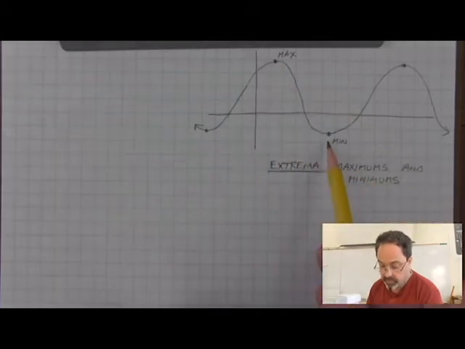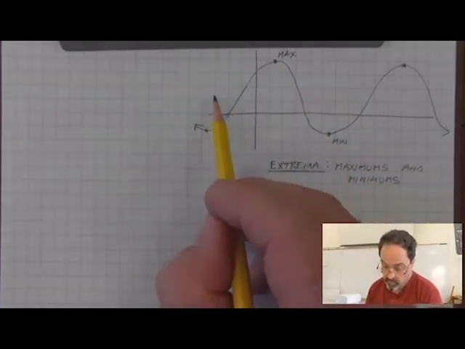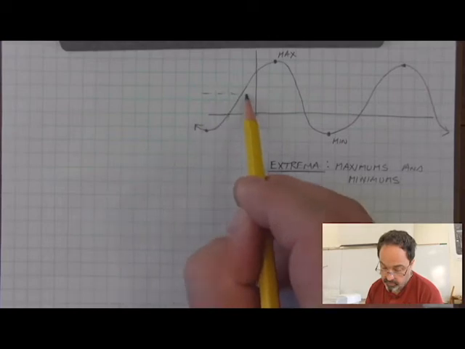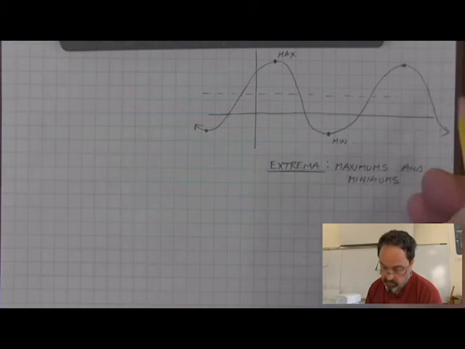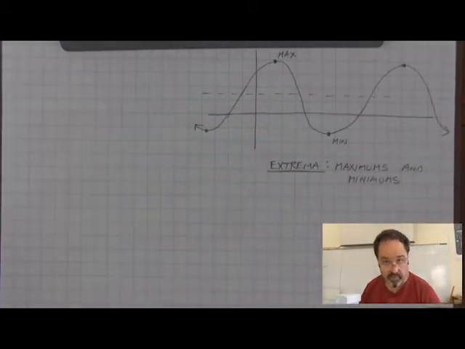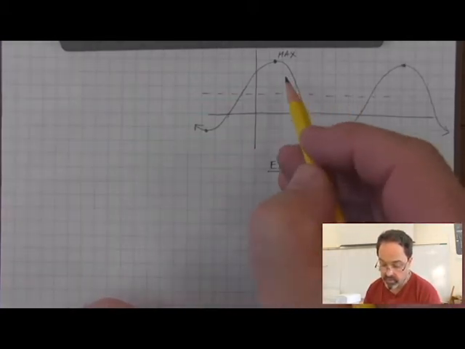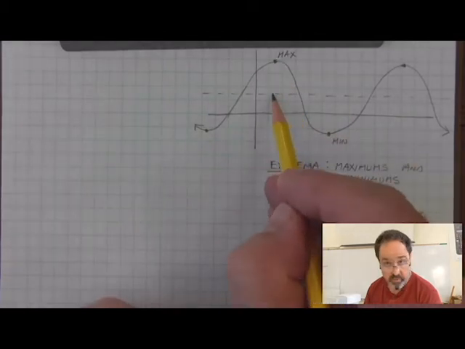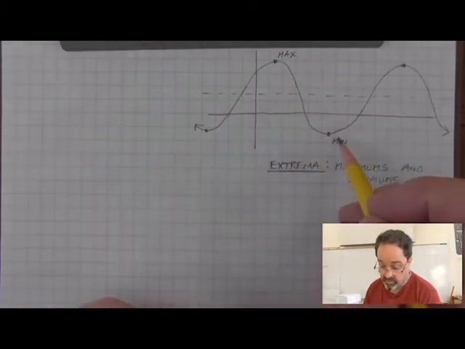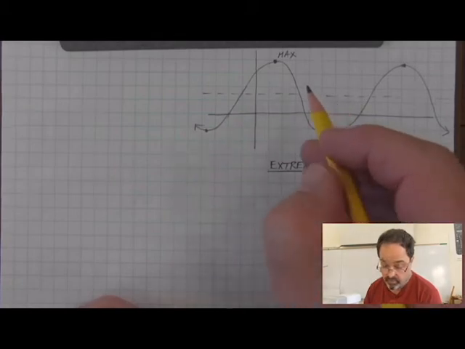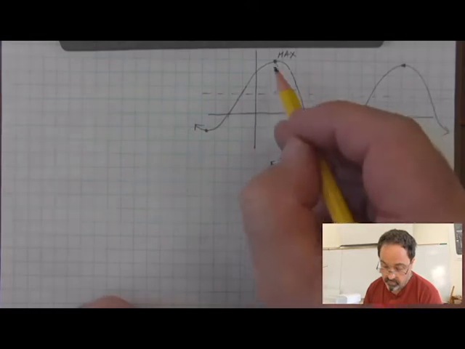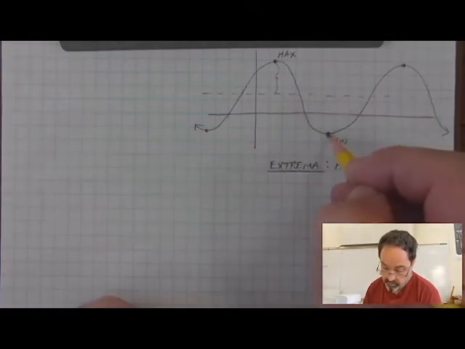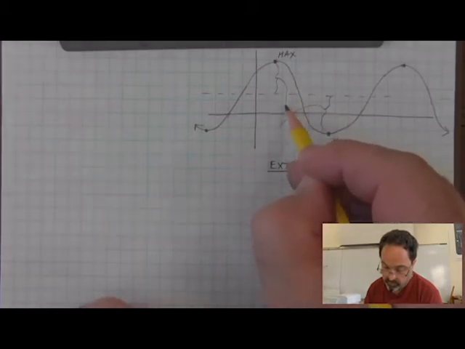In between a maximum and a minimum value, we have a midline. The midline of a sinusoidal wave divides it into a top half and a bottom half. The distance from a maximum to the midline is the same as the distance from a minimum to the midline. And that distance, from max to midline or from minimum to midline, we call the wave's amplitude.